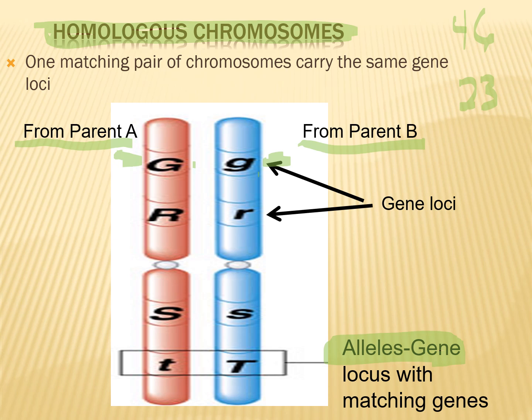And so for every gene, except for those on the sex chromosomes, the X and Y, which we'll talk about separately, but on pairs 1 to 22, for every gene, you have 2 alleles for that gene, one that you got from each parent.